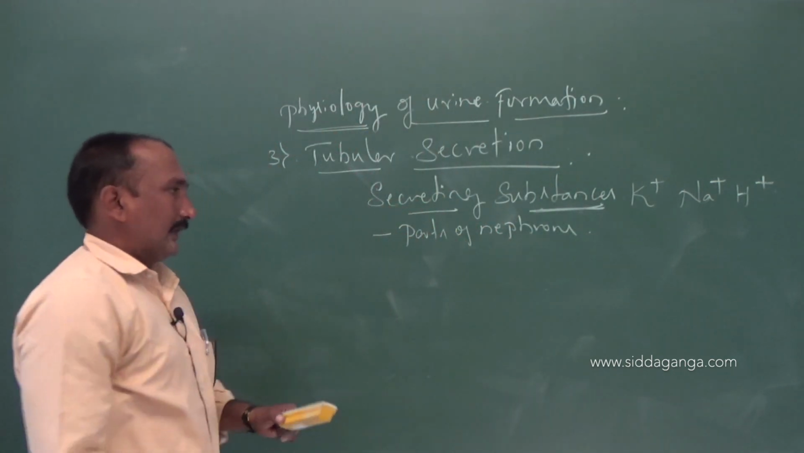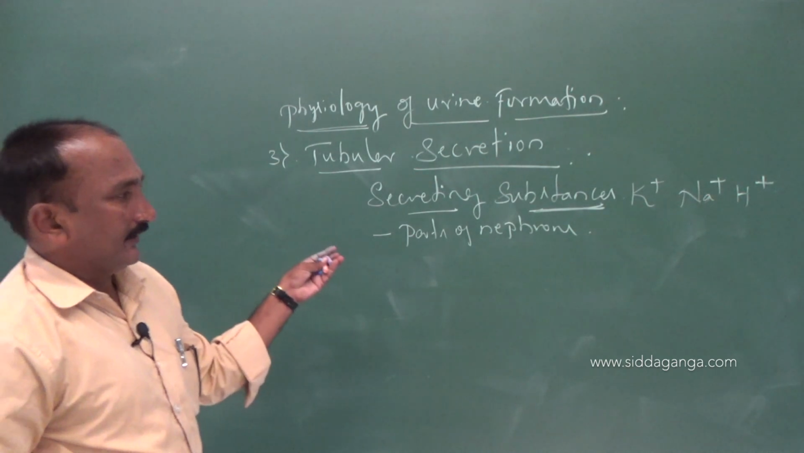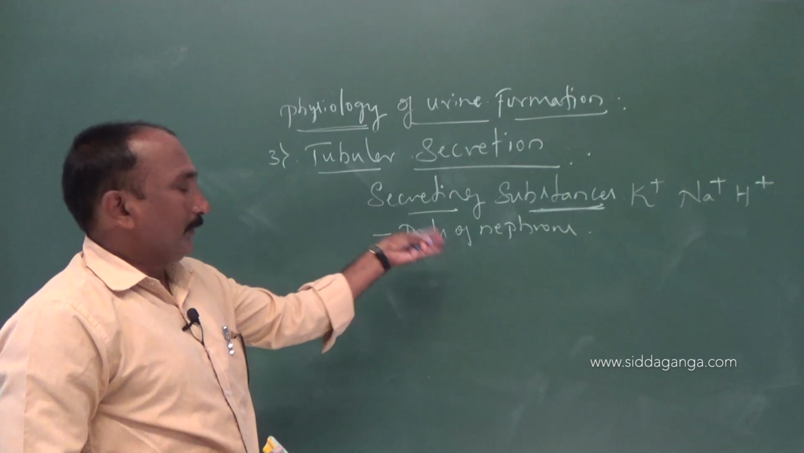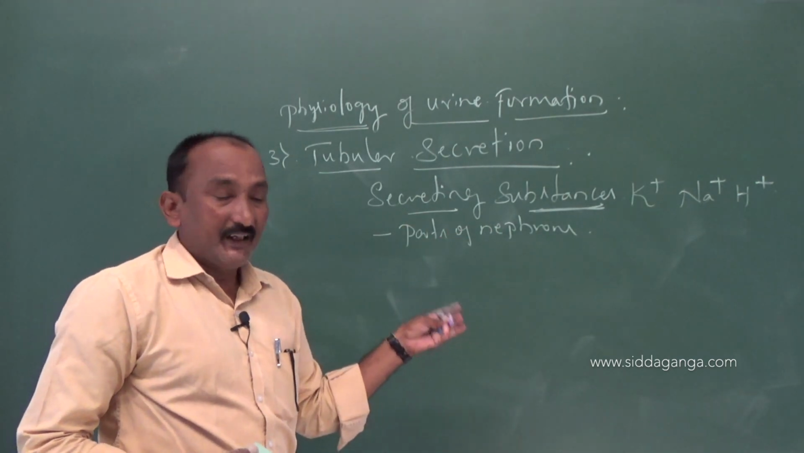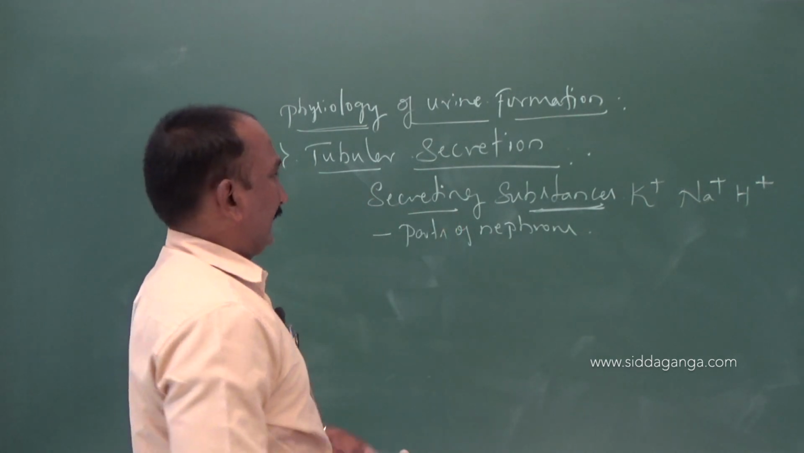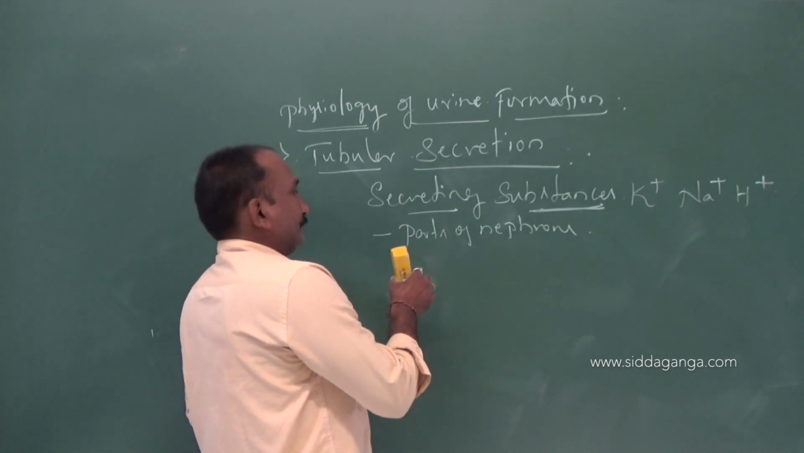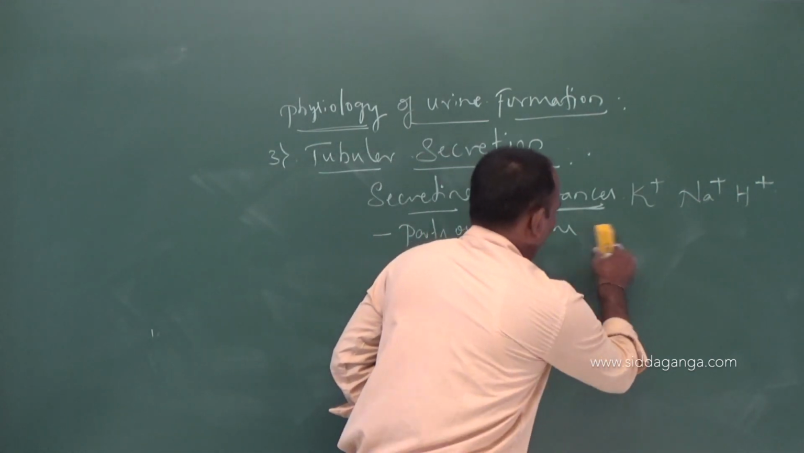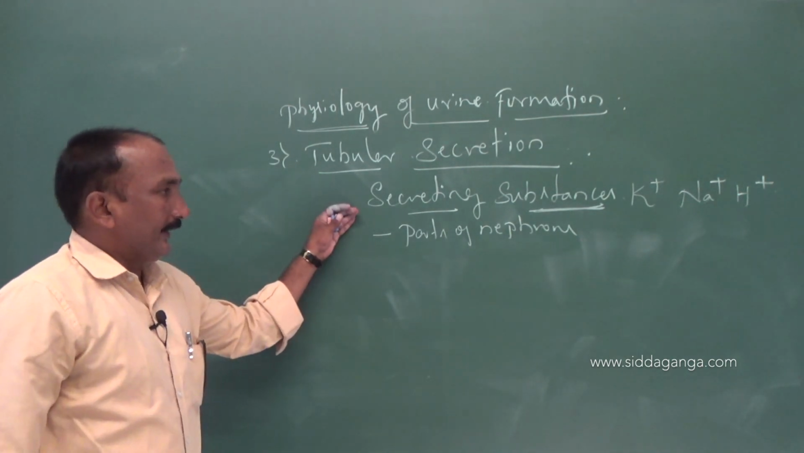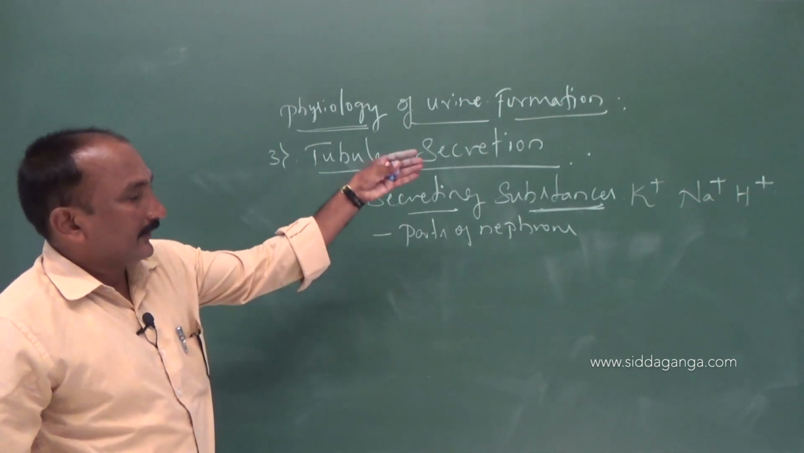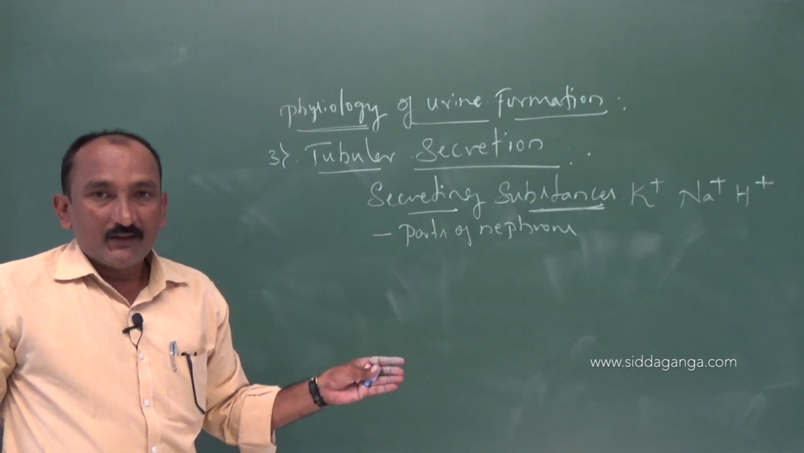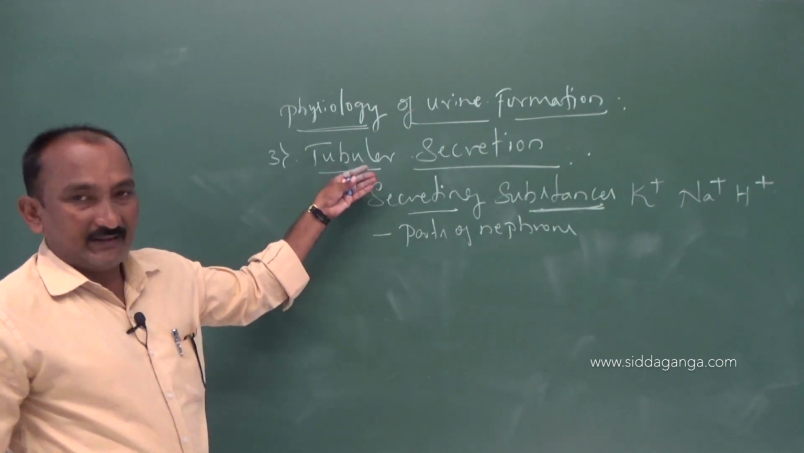So the process of secreting substances such as H plus, Na plus, K plus from the various parts of the nephron is known as tubular secretion. That tubular secretion is also a major process in urine formation. Such secretion of substances by various parts of the nephron is known as tubular secretion.